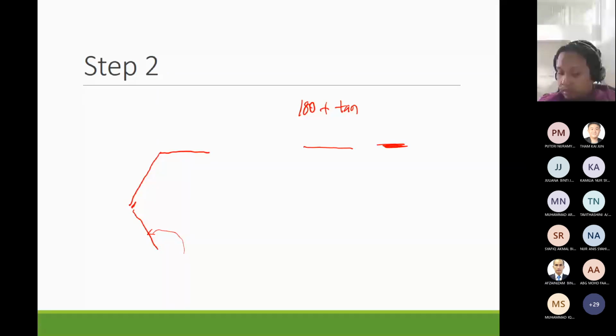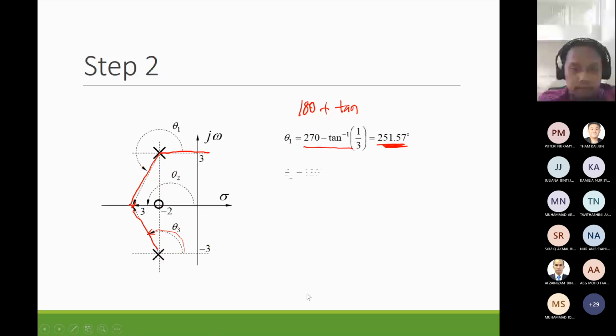Okay, Doktor. Okay, so let's look at the tutorial.